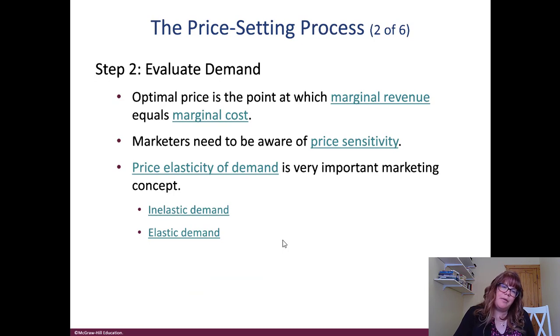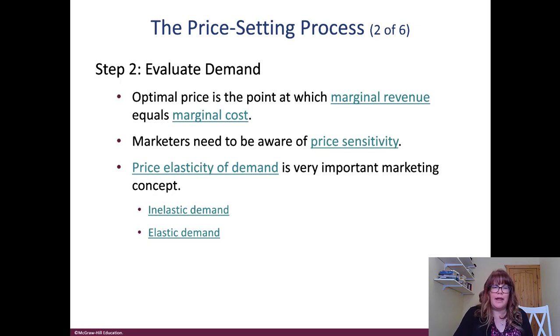Step 2, evaluate demand. The second step in setting a price is evaluating demand for the product at various price levels. The concept of supply and demand sits at the heart of setting prices. Marginal revenue is the change in total revenue that results from selling one additional unit of product. Marginal cost is the change in total cost that results from producing one additional unit of product.